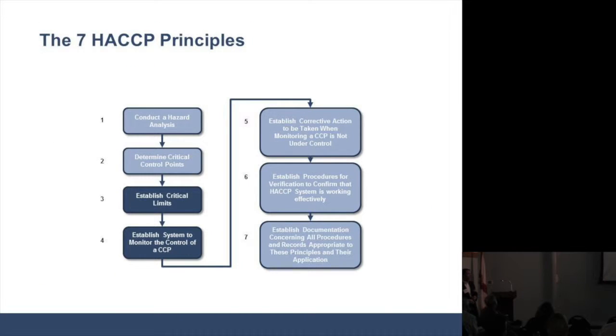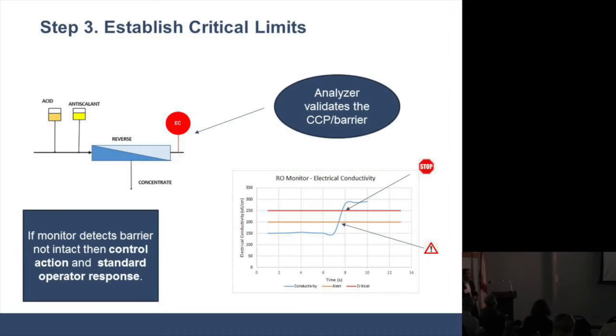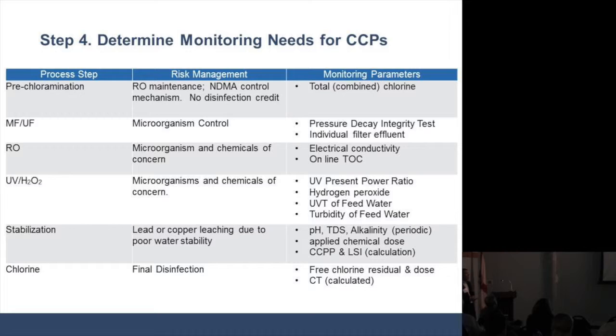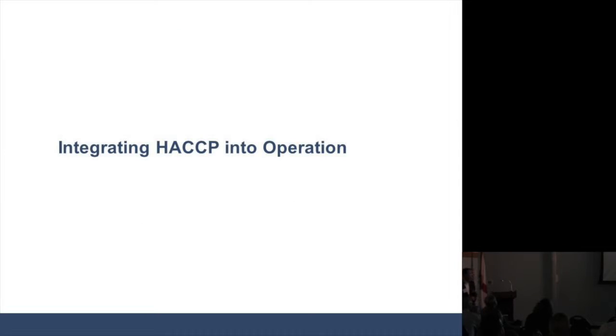Let's look at critical limits and monitoring. I talked about this already, I won't spend much time here, but it is really important that we have limits, that we understand how each particular process is responding, and what we do when it goes wrong. And one of the steps here is that you determine your monitoring needs. For each process step, you ask yourself, what are the monitors, the analyzers, that I need to have in place to ensure it's working properly? So, for example, reverse osmosis, you may need electrical conductivity and online TOC measures. So, again, no need to spend a lot of time on here, just to know that there's a methodology in place to organize and think about those particular monitors.